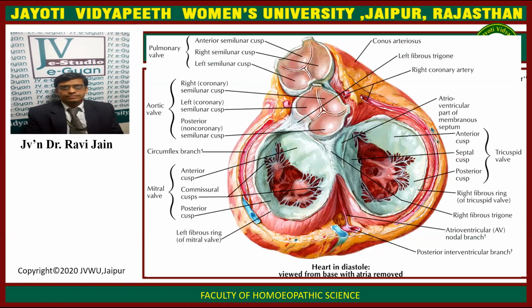This is the anatomy of the heart, basically the heart in diastole viewed from the base with atria removed. So you can see the pulmonary valve in here, and you can see the aortic valve, the mitral valve and the tricuspid valve. The anatomy you have already studied in your first year anatomy section, so there is no need to discuss it again. But this is just a revision.